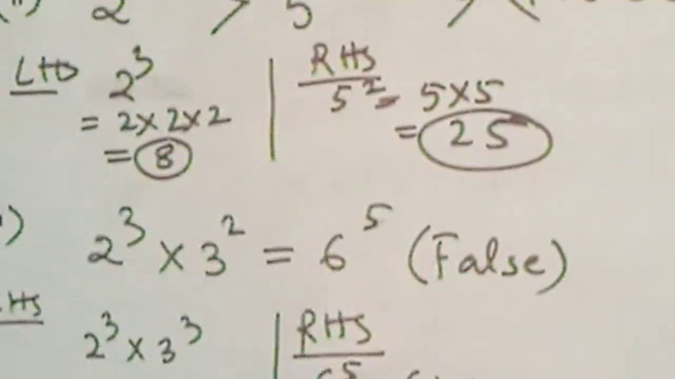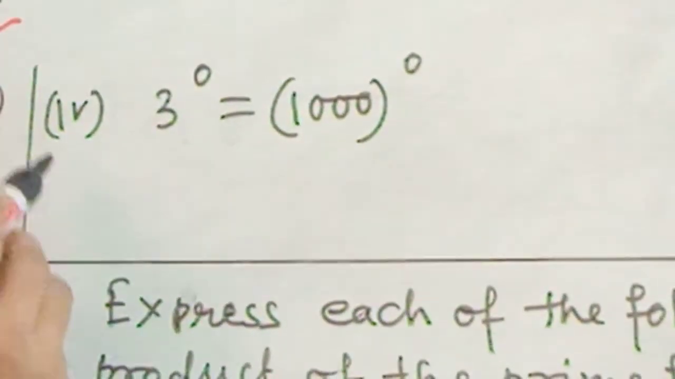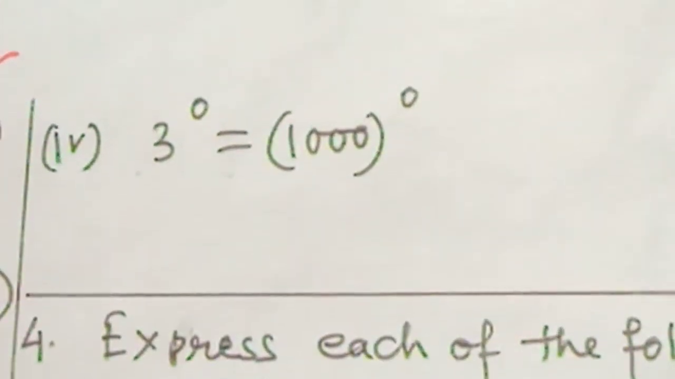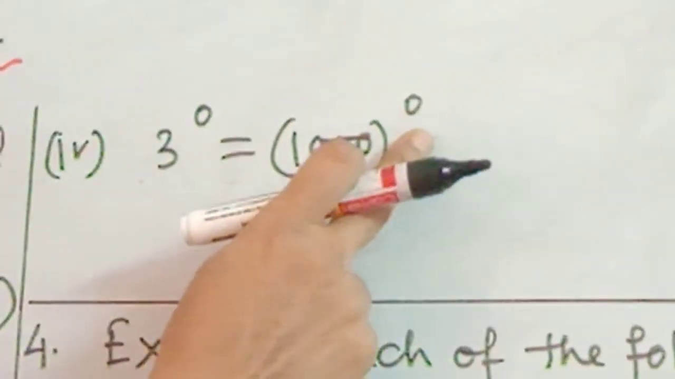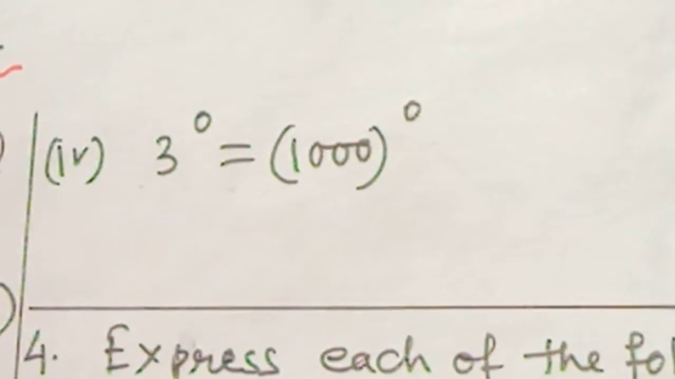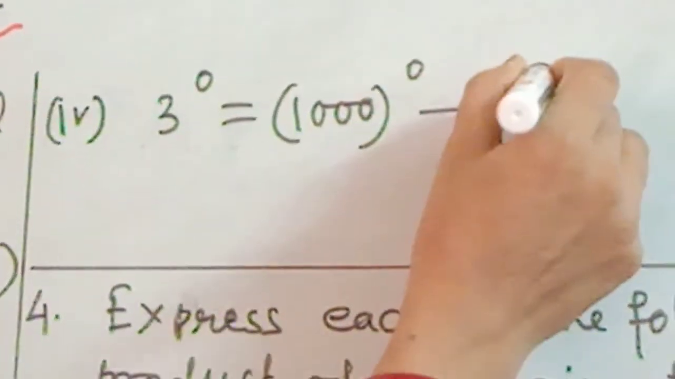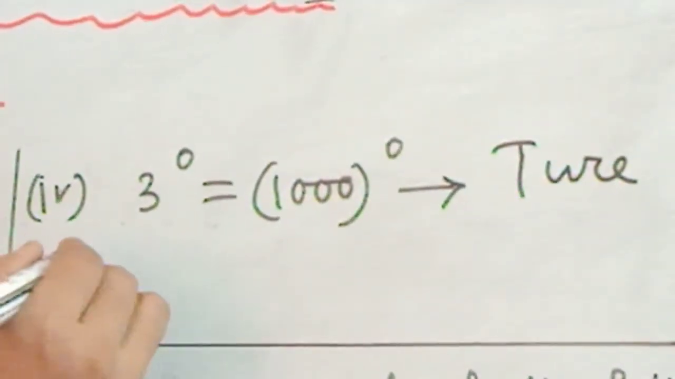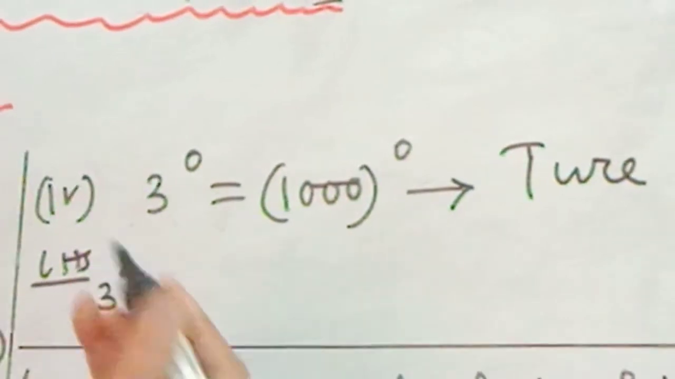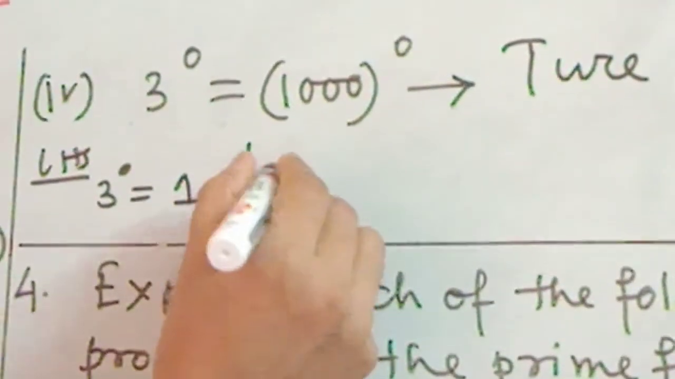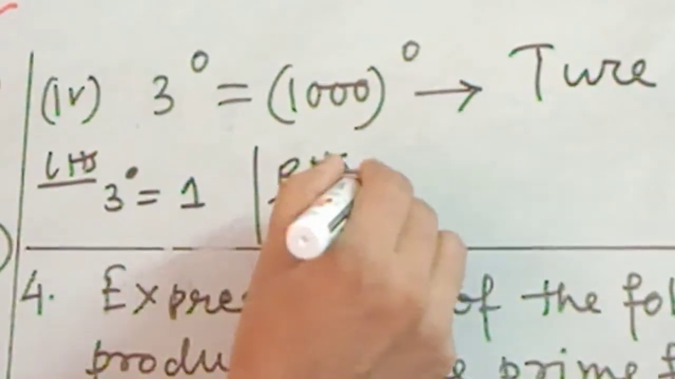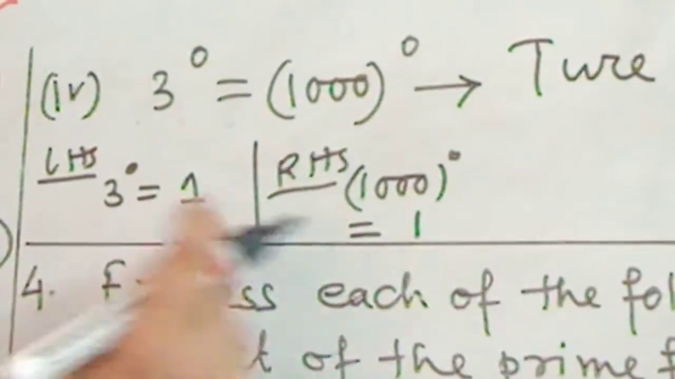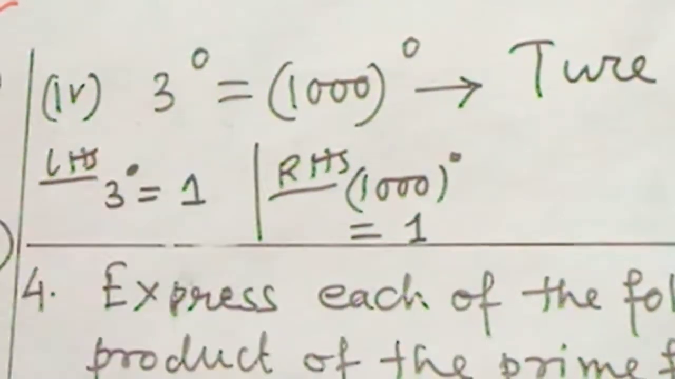Now come to the next number, question number 4. It is 3 to the power 0 into 1000 to the power 0. Is it true? Yes, it is true. Why? Because in left hand side, 3 to the power 0, you know that a to the power 0 is always 1. And right hand side, this is also 1000 to the power 0. The value is 1. So both left hand side and right hand side values are same and they are given equal to sign also.